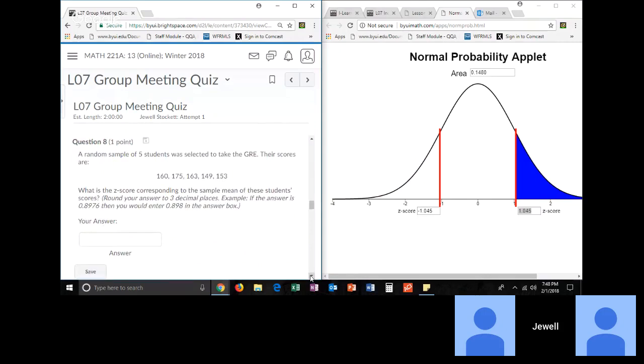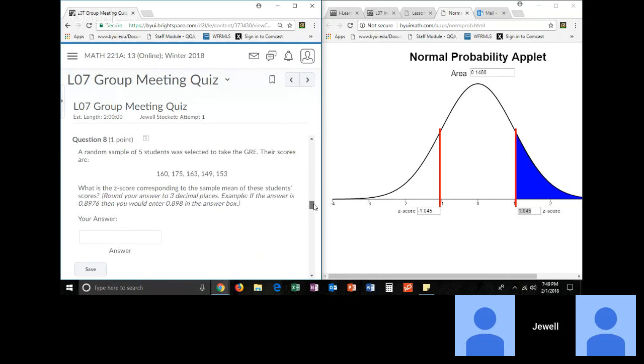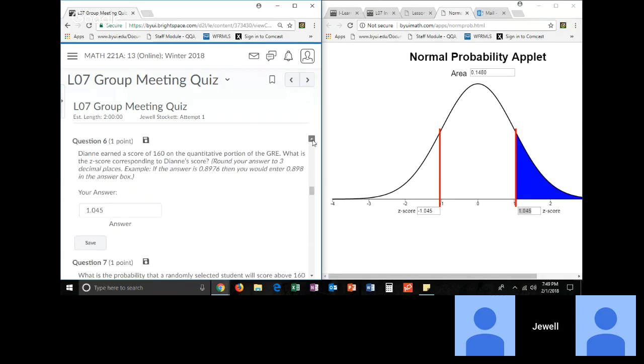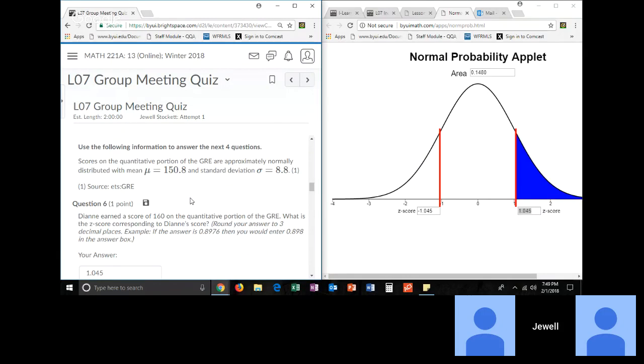Okay, this is where we're adding sample size into everything. Random sample of 5 students. So sample of 5, does that mean n equals 5? Yes. n equals 5 is the amount of samples that you took, right? 160, wait, minus what? Are we still using the mean of 150.8 and the standard deviation of 8.8? Yes. Okay, sweet. We want to use it for the next 4 questions.